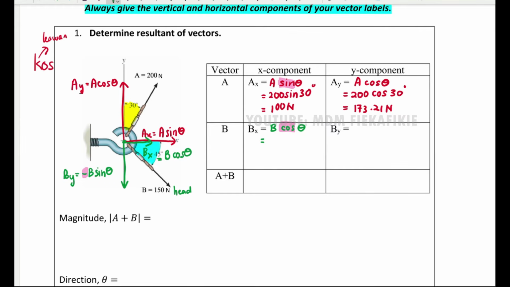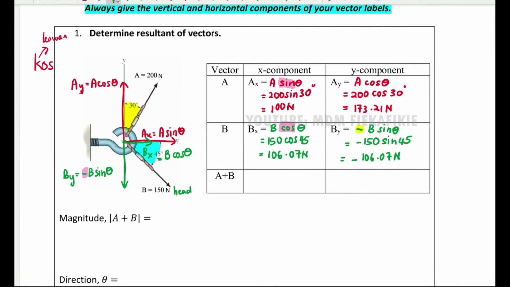Okay, so B is 150 cos and then theta kita adalah 45. So kita akan dapat 106.07 Newton. Okay, and then BY mesti letak negatif because the direction is downward. Okay, so negative B sin theta. Okay, and then negative B 150 sin 45. Okay, so dia akan dapat negatif 106.07 Newton. Okay, practice dekat kalkulator.